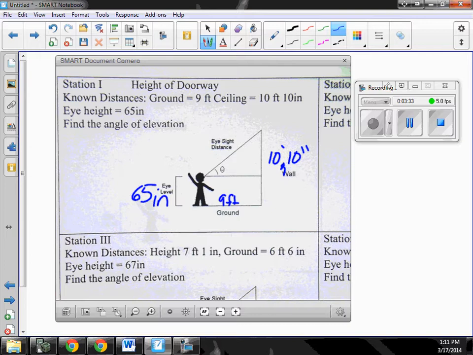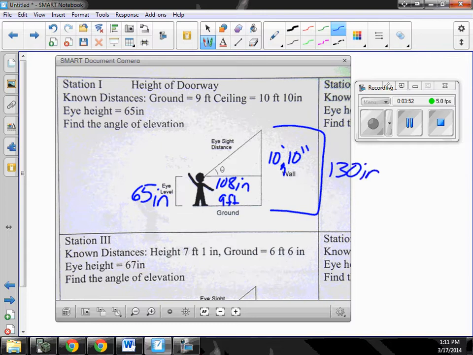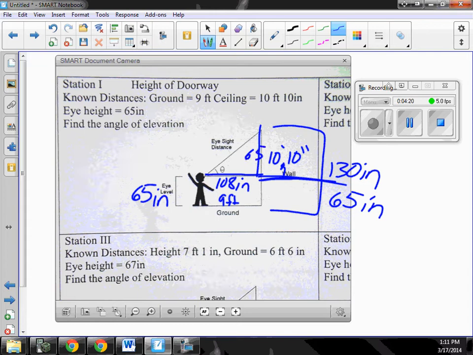Well, immediately I see I have inches and feet, so I might as well just convert everything to inches. So in inches, 9 times 12 is 108 inches. And this distance here is 10 times 12, which is 120, plus 10 is 130 inches. But I have a little bit of a problem. I need the lengths of the legs of the triangle, and I don't have the leg on the right side. So I need to take this 130 and subtract off 65 inches, which just so happens to be 65. Now I have my right side leg is 65, my base leg is 108.